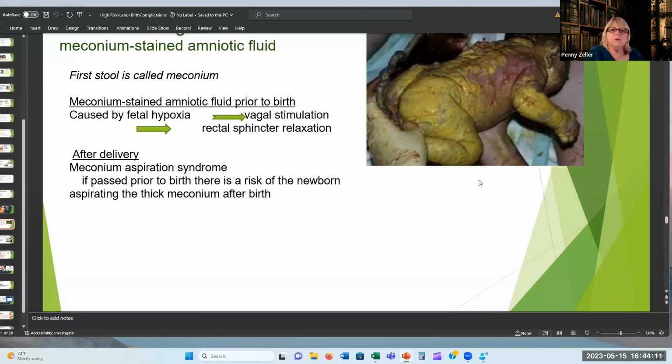So if you have a client in labor and you see amniotic fluid that's green, you know they've already passed stool and they're stressed. So this requires you calling the high-risk team again, resuscitation. Because what will happen is that once that baby is born, they could aspirate the meconium.